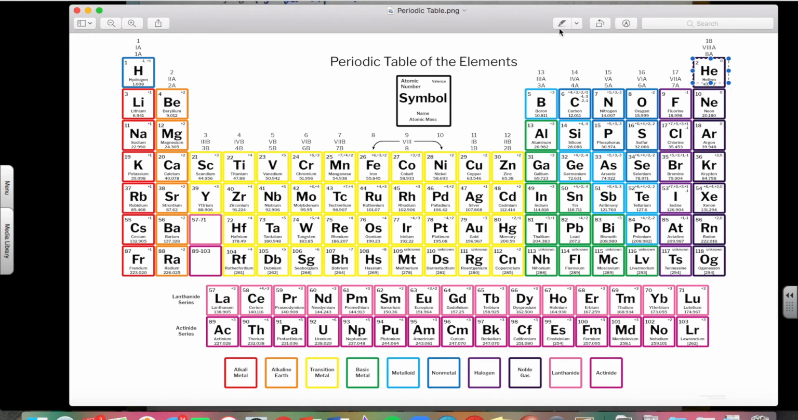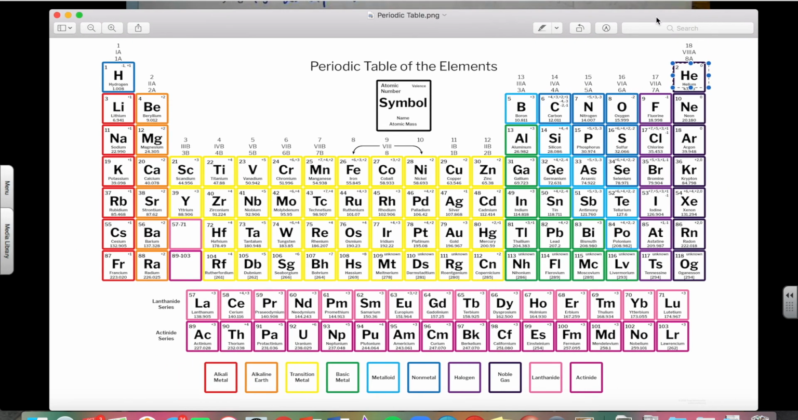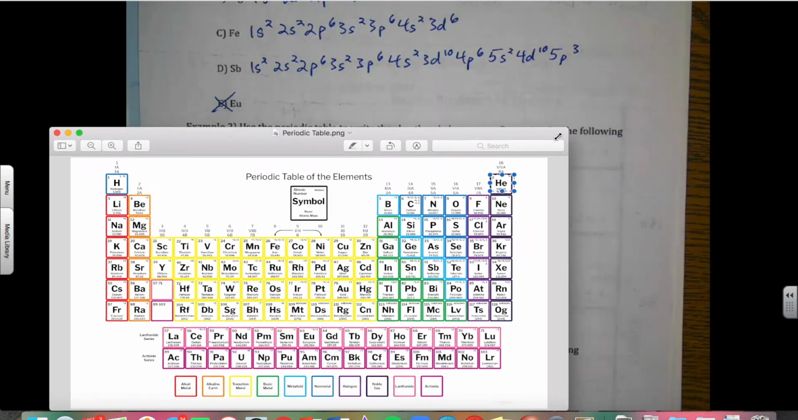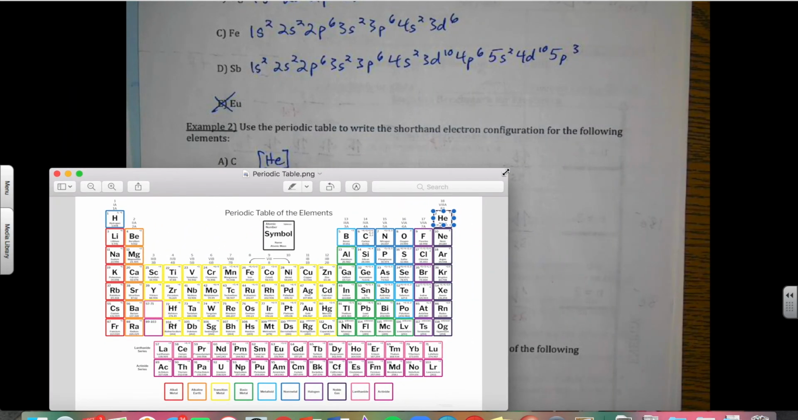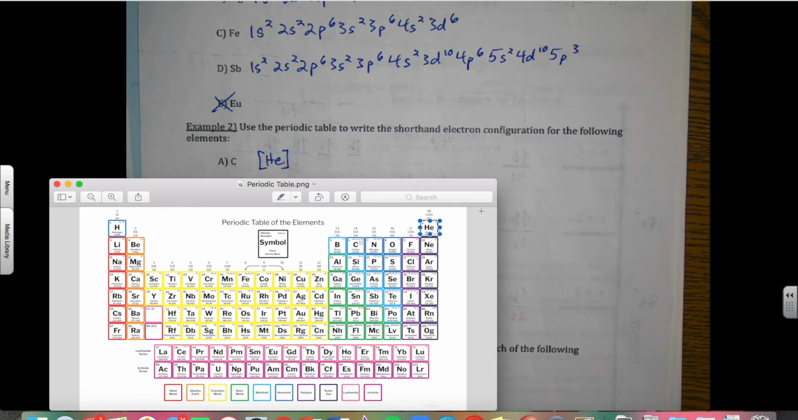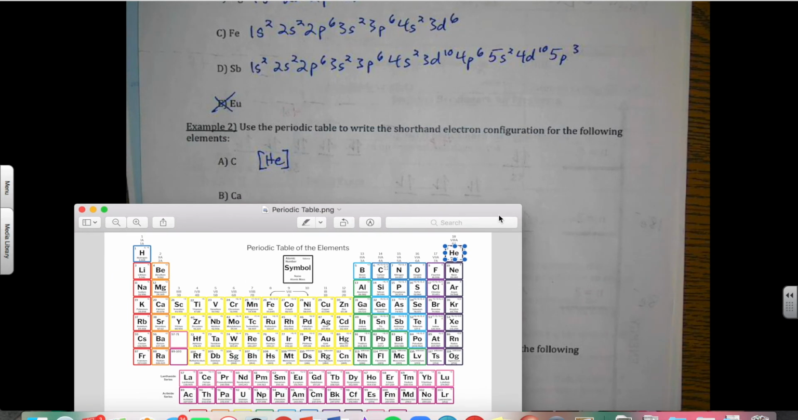Okay, so we're going to write down helium in brackets. And then we're going to start from there, and we're going to start counting up. We're going to count up 1, 2, 3, 4. So that's going to be 2s2, and then 2p2.